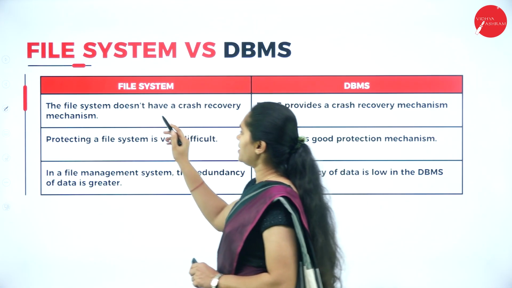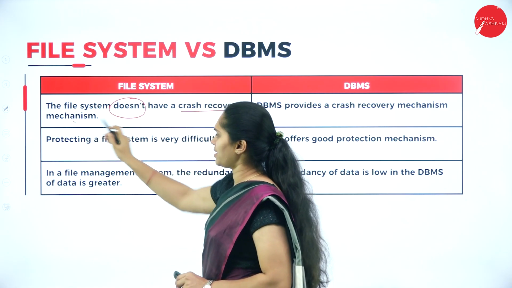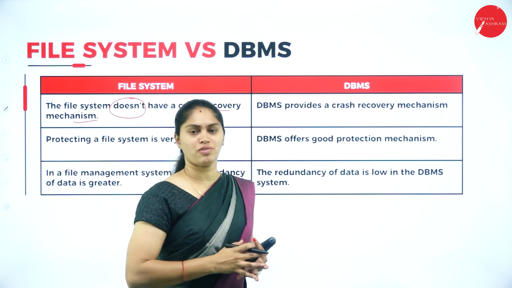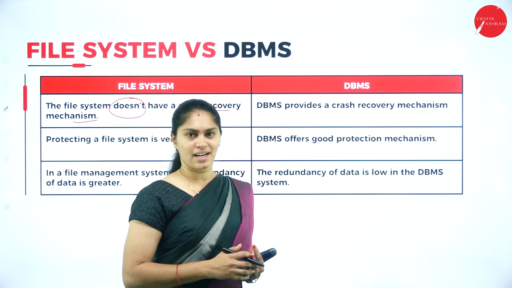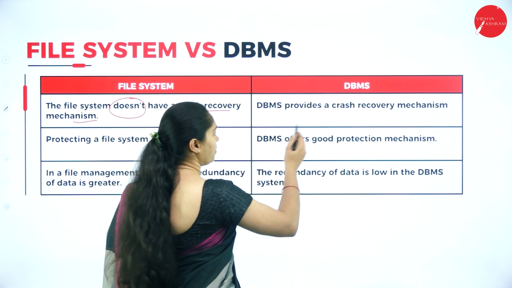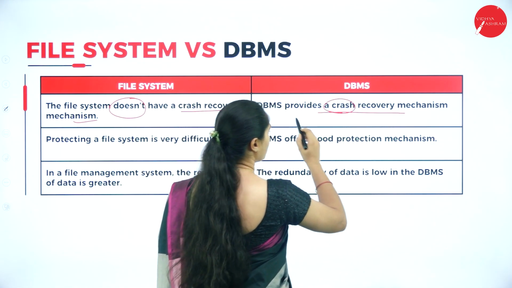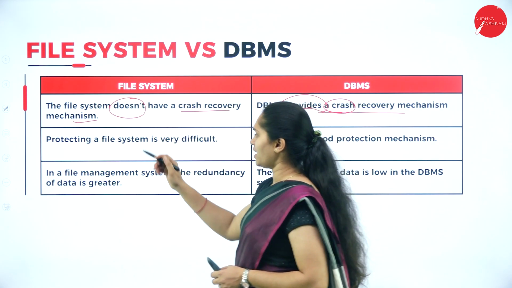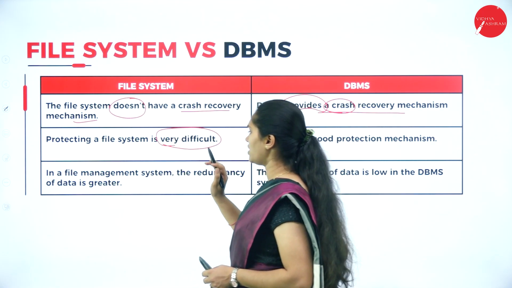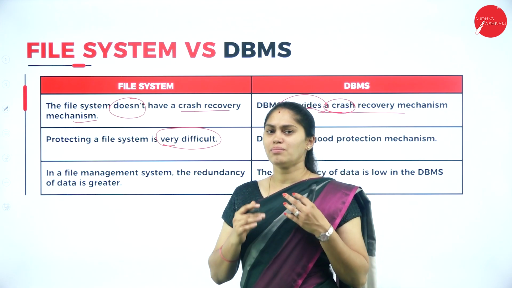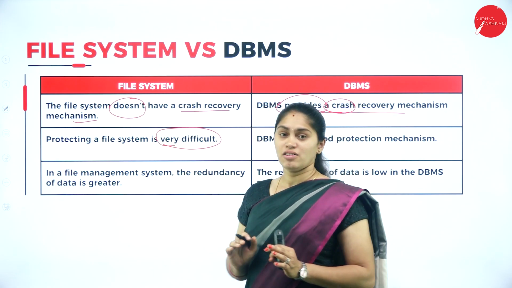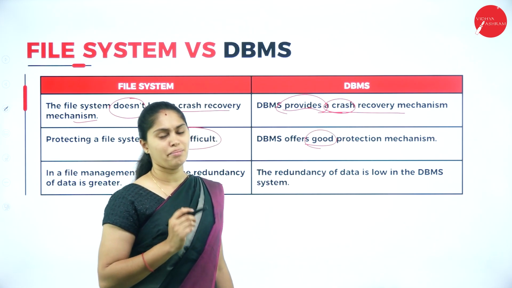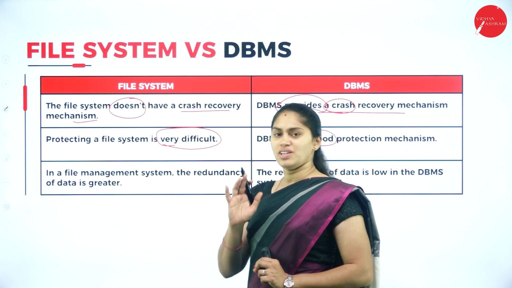In the file system, there is no crash recovery mechanism. If something goes wrong and the computer fails, or a hardware or software component fails, then you won't get the data back. But the DBMS is going to provide a crash recovery mechanism. That is one of the important differences. Also, protecting a file is very difficult. So we don't have authorization, and we can expect less security in the file system, but the DBMS is going to offer a good protection mechanism for the data and information in a database.